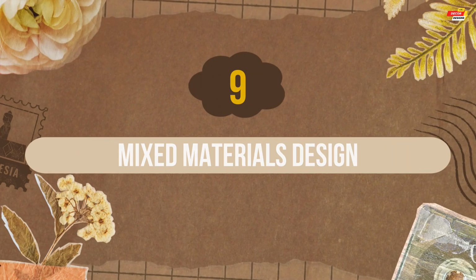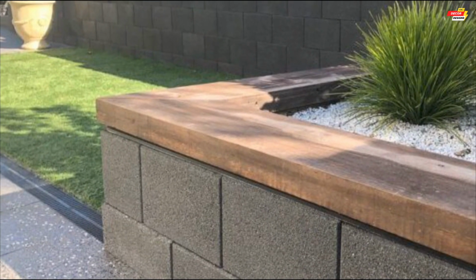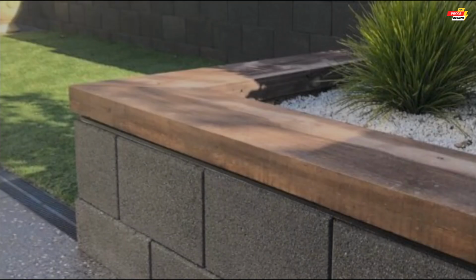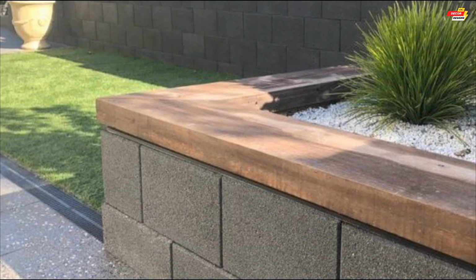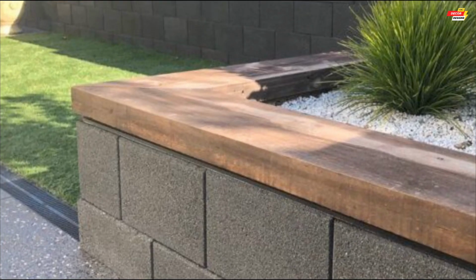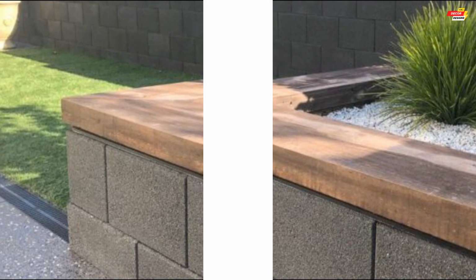9. Mixed materials design. Create a unique and striking look by combining different retaining wall materials. For example, you could pair natural stone with timber accents or sleek concrete with metal elements. This approach adds visual complexity and allows you to tailor the design to your specific style and the surrounding architecture.